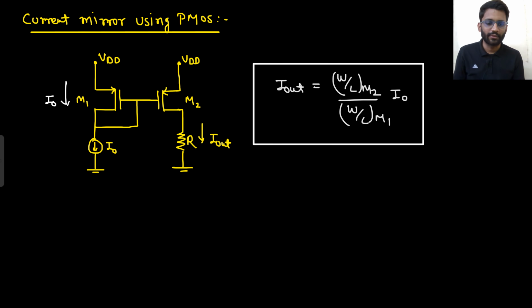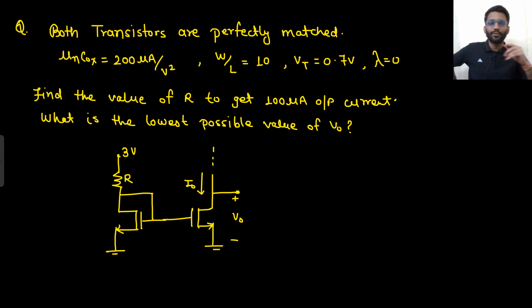Well and good. Let's solve a question. Both transistors are perfectly matched. This is given. What do you mean by perfectly matched? That means they have the same W by L. W by L is 10 for both of them. You need to find the value of R to get 100 microampere output current. So it is given that output current is 100 microampere.